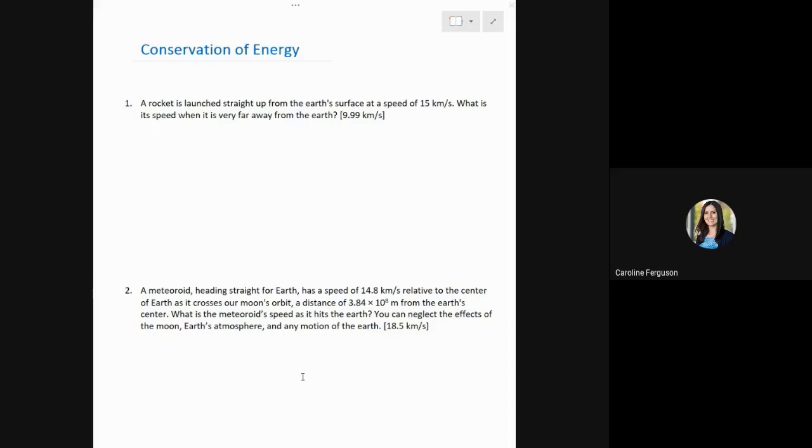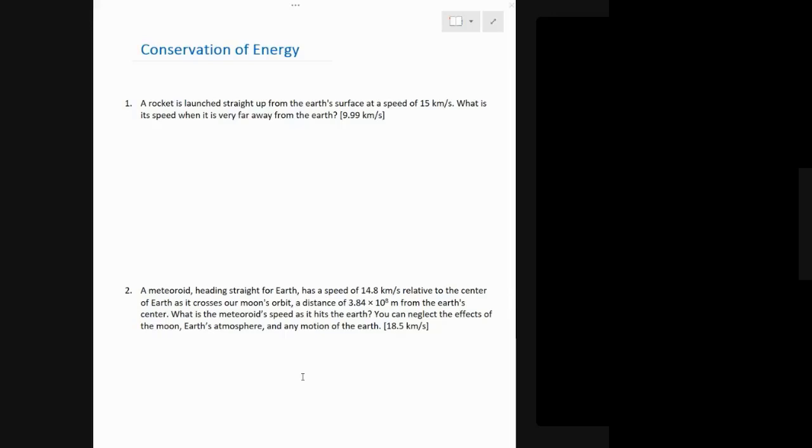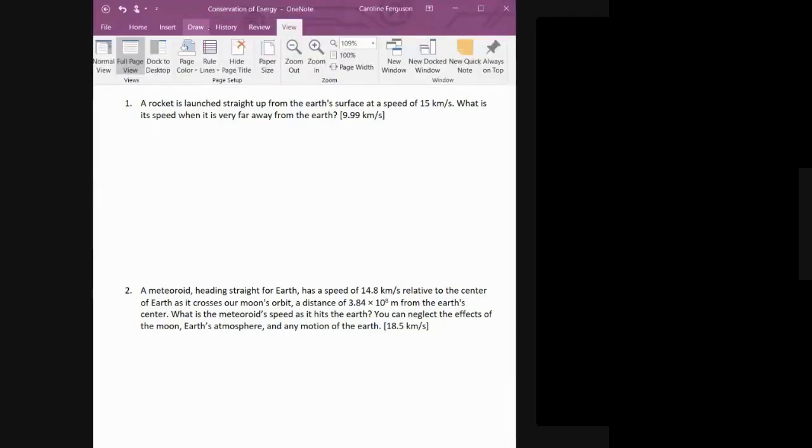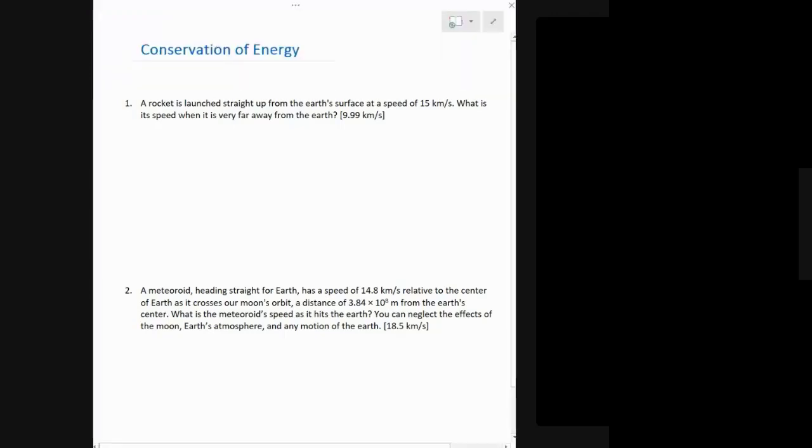All right, so do you remember we mentioned before that there was an old equation that we used for gravitational potential energy, and that was UG equals mgh. But when is it that you're able to use that formula? When you're on the surface of the Earth, or near the surface. When you're close to the surface.